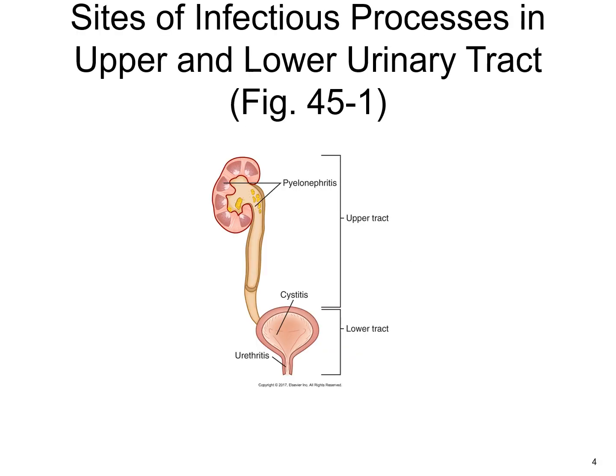So just a picture of the designation of the upper versus lower. So you have things like pyelonephritis, and for the lower there you have the cystitis and the urethritis.